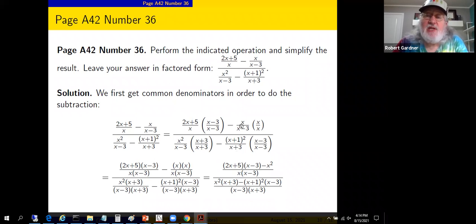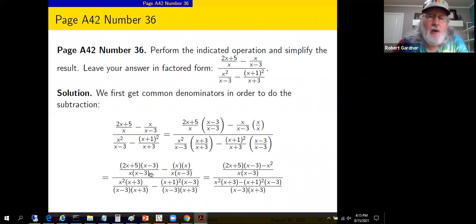Performing the multiplication yields this. So we've got 2x plus 5 times x minus 3, there it is, over x times x minus 3. There it is. x times x over x minus 3 times x. In the denominator, similar thing. x squared, x plus 3, x plus 1 squared times x minus 3.